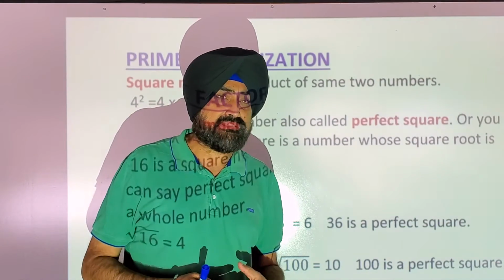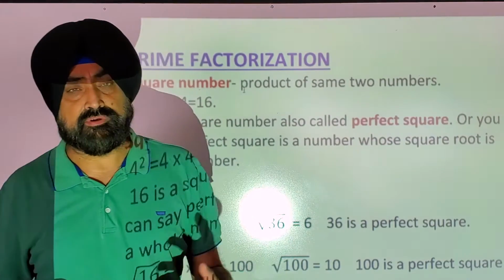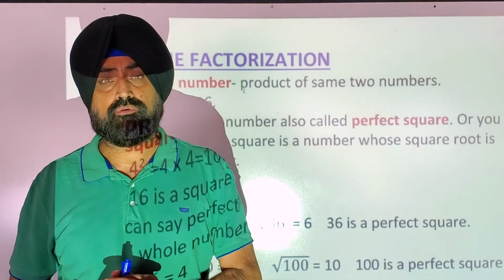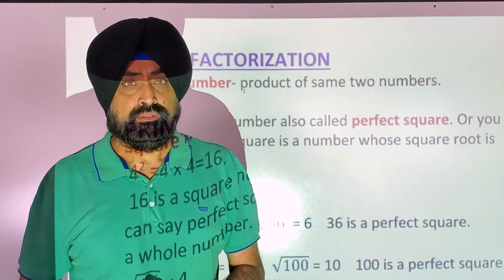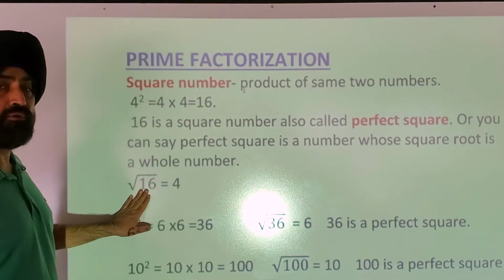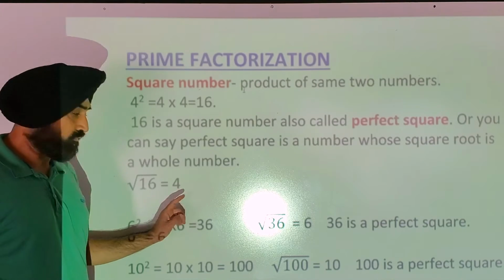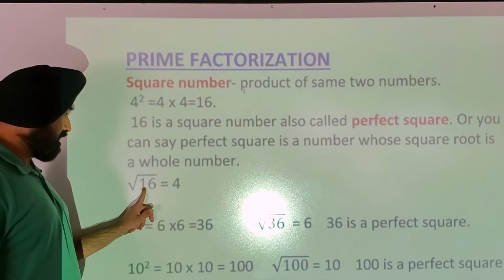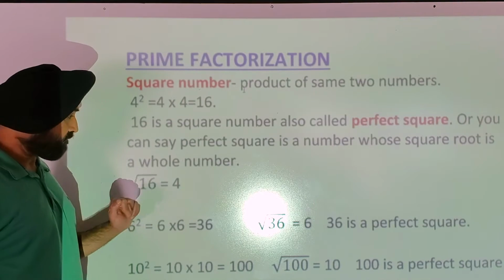A perfect square, in simple words, is a number whose square root is a whole number. For example, 16. The square root of 16 is 4. So 4 is a whole number, and 16 is a perfect square.